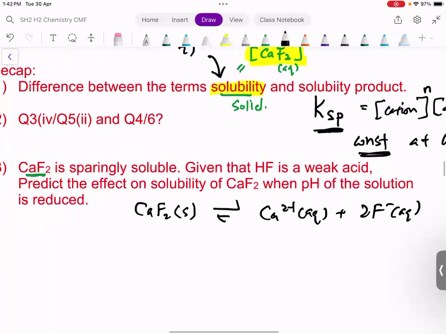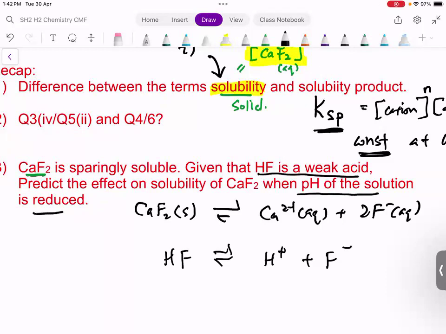Okay, what else do we need to consider? HF being a weak acid means what? It will undergo partial dissociation, so it will partially dissociate to form H+ and F-. Agree? Okay. So given this situation, the pH of the solution is reduced. What does it mean? Concentration of H+ goes down.